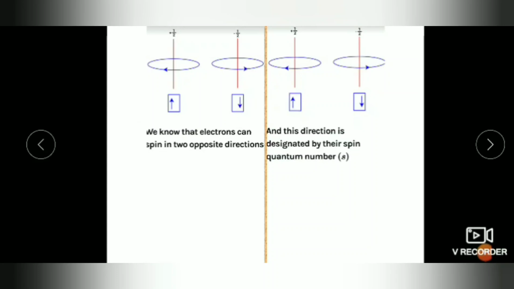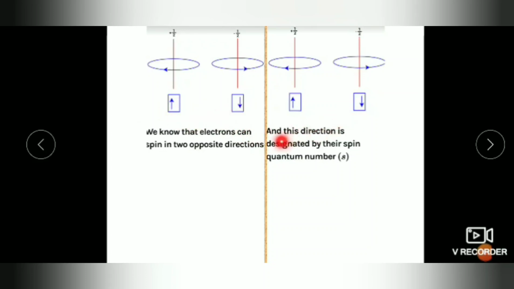How the extent of overlapping takes place, and how the overlapping takes place in each atomic orbital. We know that electrons can spin in opposite directions. You all know that with opposite spin, the electrons are spinning in opposite directions. We call plus half clockwise and minus half anti-clockwise. Each orbital contains these plus half and minus half electrons.